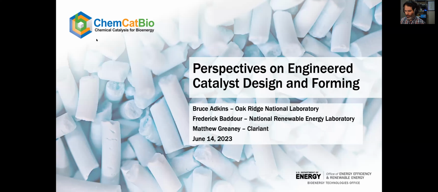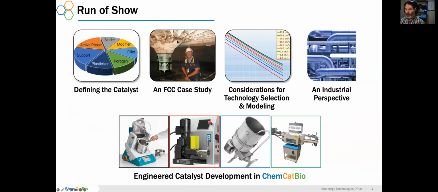So to get started here, I'll give you a little bit of a run of show. We're going to talk about what exactly an engineered catalyst is, to make sure that you're on the same page with the definitions we have around this. Then Bruce is going to jump into a case study about FCC, as well as some considerations for technology selection and modeling. Then Matthew Greaney from Clariant is going to give an industrial perspective about catalyst forming and shaping. And I'll close things out at the end of the presentation, talking about ways in which we're starting to think about engineered catalyst development in ChemCatBio.